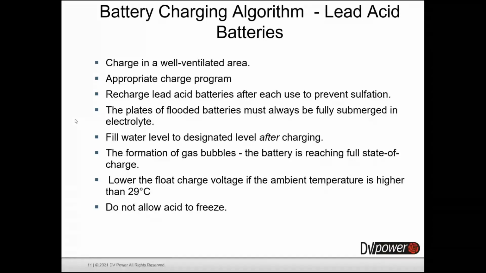And you do not allow acid to freeze. An empty battery freezes sooner than one that is fully charged, and that's why I said before, do not store batteries on low charge, especially in cold conditions. They can freeze, and if a lead acid battery freezes, then you can throw it in the trash. You cannot use it anymore.